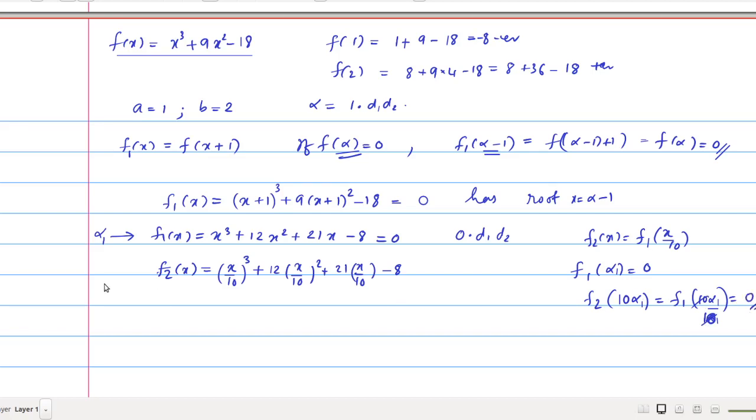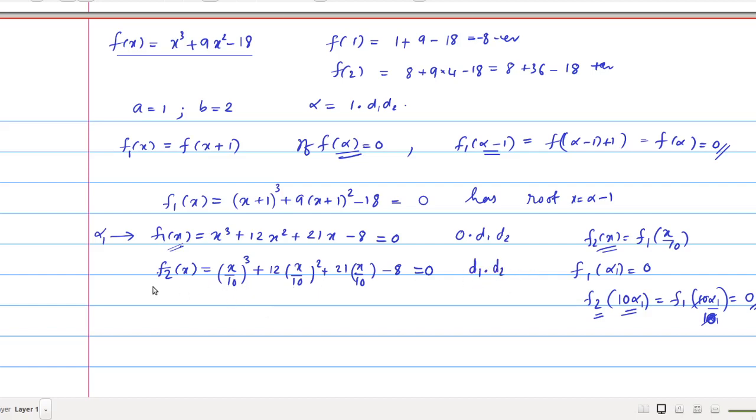That means if alpha 1 is a 0 or root of f1 of x, we can define a new function f2 of x like this. If we define it like this, what will be the root of the new equation f2? It will be 10 alpha 1. Okay, so this equation f2 of x equal to 0 has a root which is 10 times the root of this f1 of x equal to 0. So this takes the form d1.d2. The root will be in this form.